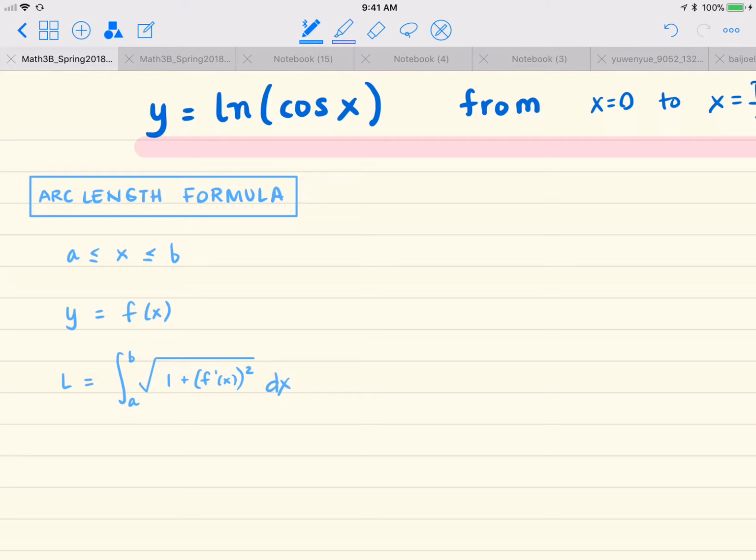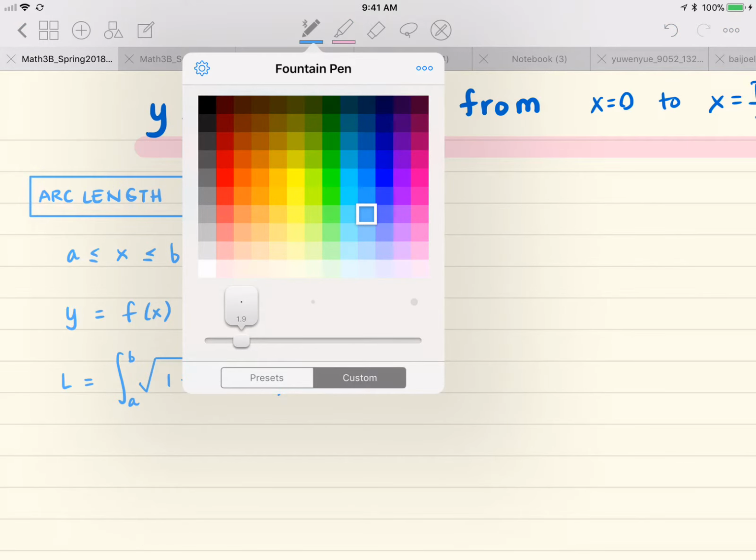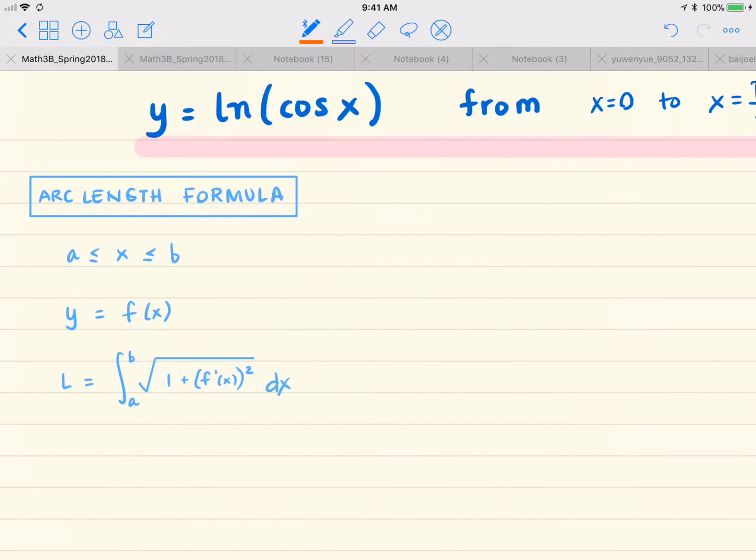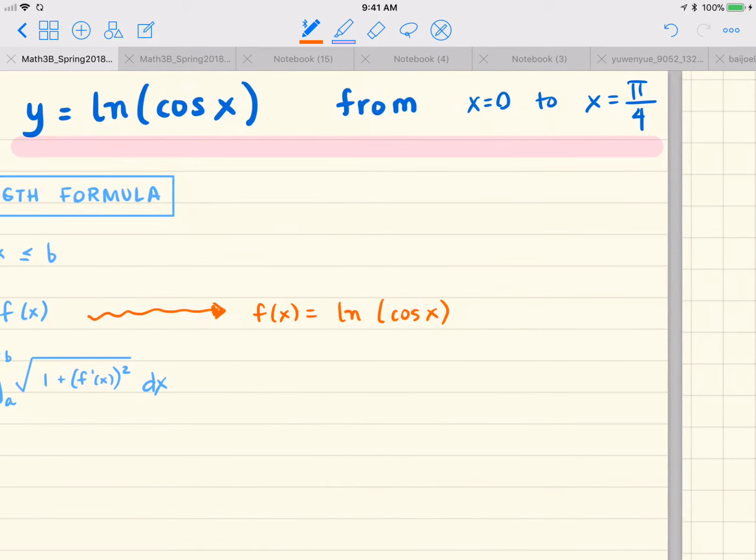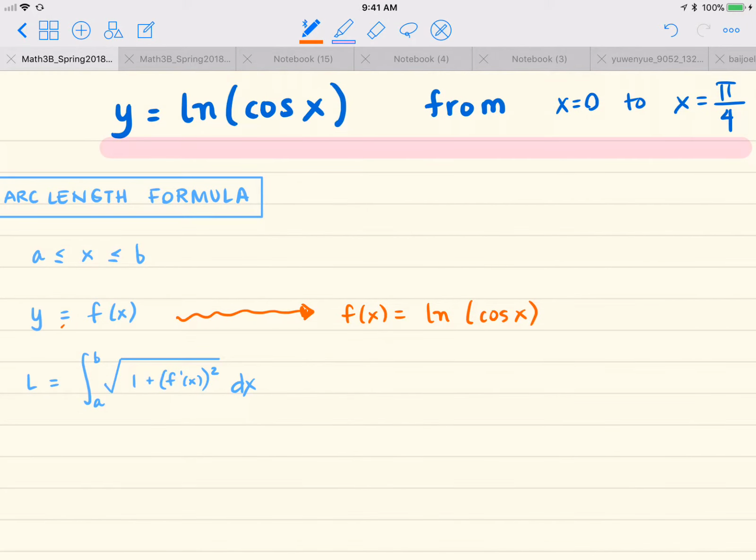Because we're given a function in terms of y equals f of x, this is the formula we're going to use. So our f of x must be equal to the natural log of cosine of x. Okay, and we can also see that we're given our bounds. X needs to be in between 0 and pi over 4. So that tells us that a is equal to 0 and b is equal to pi over 4.